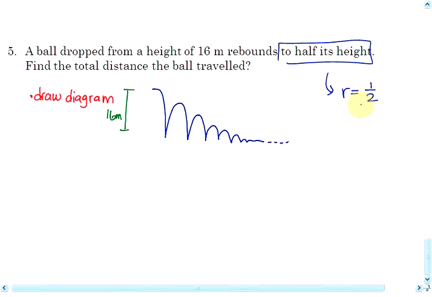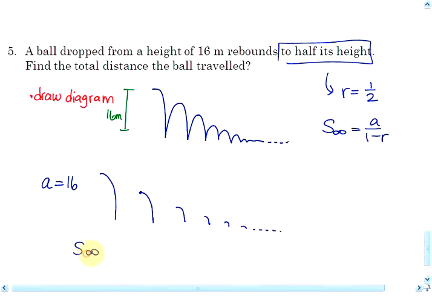Okay, so we know that because r is 1/2, we can use the infinite series formula, a over 1 minus r. So let's look at what a is. I'm going to start with a being 16. If you draw this, you could think of it that way. You've dropped it from 16 meters down to the ground, and then its next height is 8 meters, and then 4 meters, 2 meters, 1 meter, half meter, and so on. So the sum of the infinite series is 16 divided by 1 minus 1/2, which is 16 over 1/2, which is 32 meters.